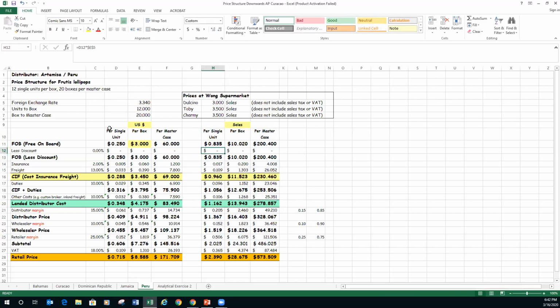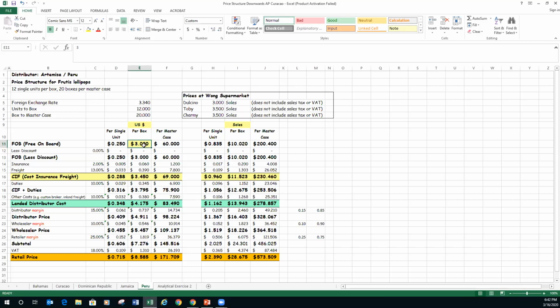Okay, so now let's start working on the left. So we wanna start with the price that is free on board, and we wanna know which one to fill in. We're also given in our instructions that it is $3 per box. So the FOB price, let's start with that one and fill it out. And then the other ones you can just calculate.